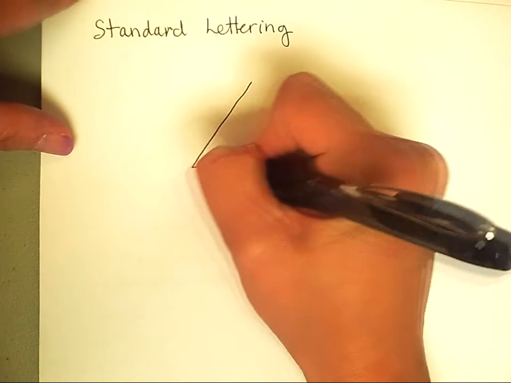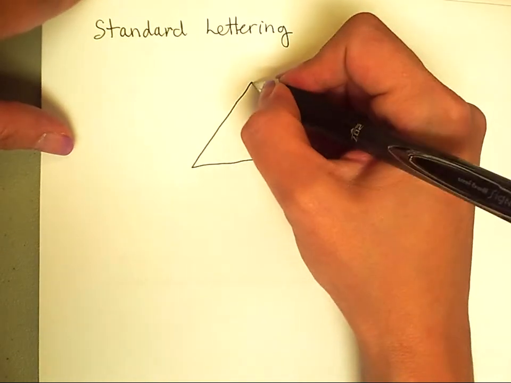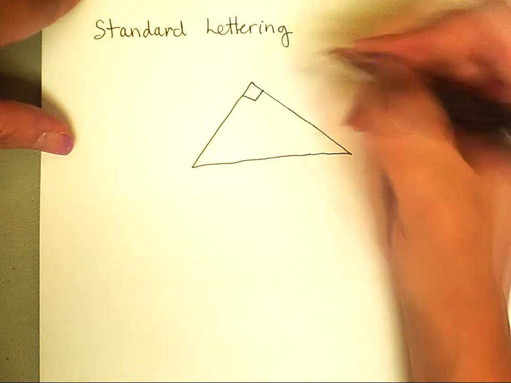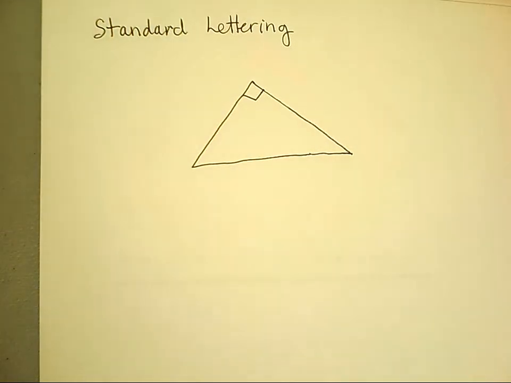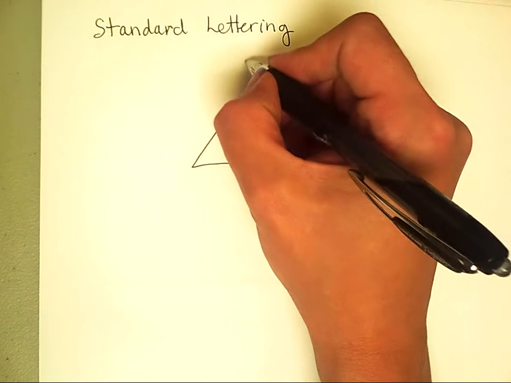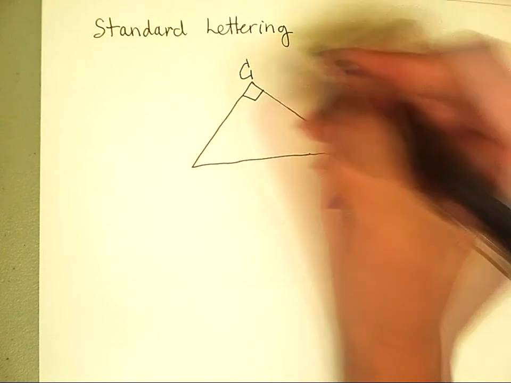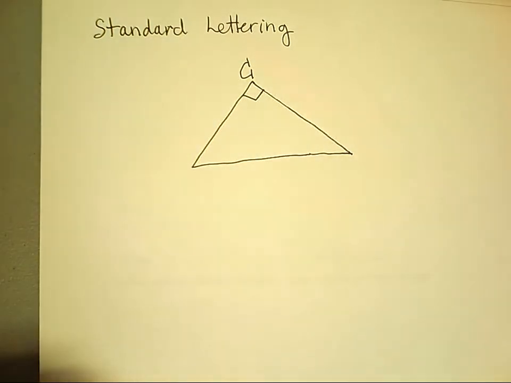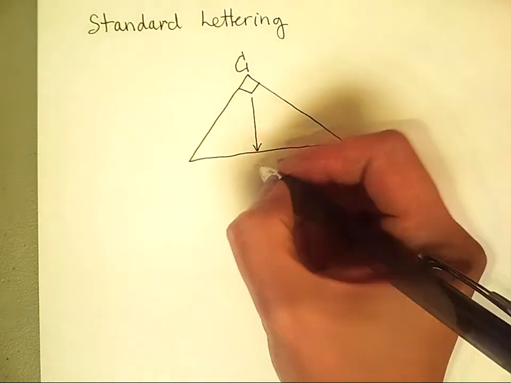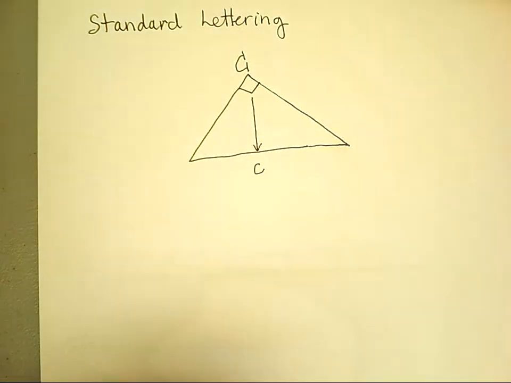Let's see if I can do it. Now let's say the right angle's here. Okay. The right angle is always going to be the capital letter C. Okay. And so the side opposite is always the small letter c.